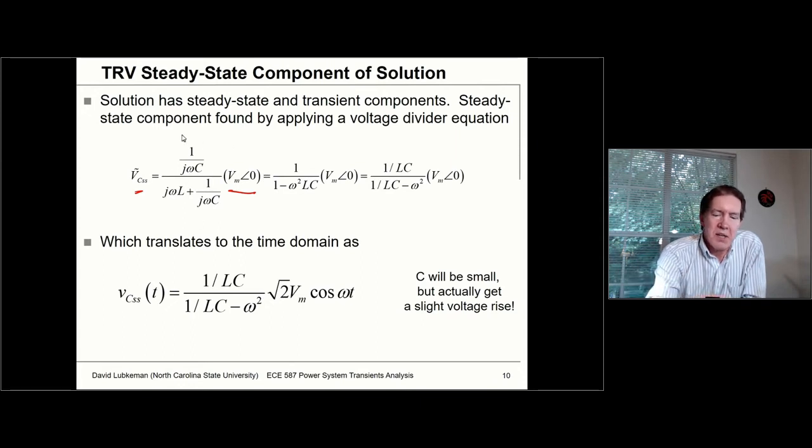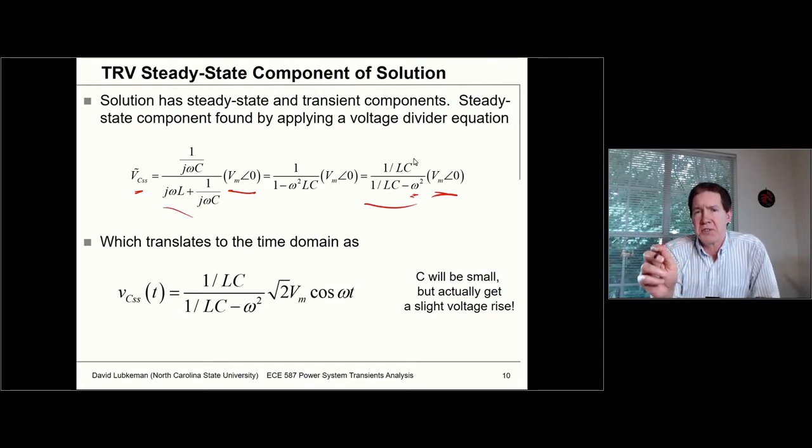I can get some cancellation on the j terms in this coefficient, and we see that eventually in the phasor domain, this is 1 over LC divided by 1 over LC minus omega squared, times the phasor representation of the source voltage. Omega in this case is the 50 or 60 hertz fundamental.